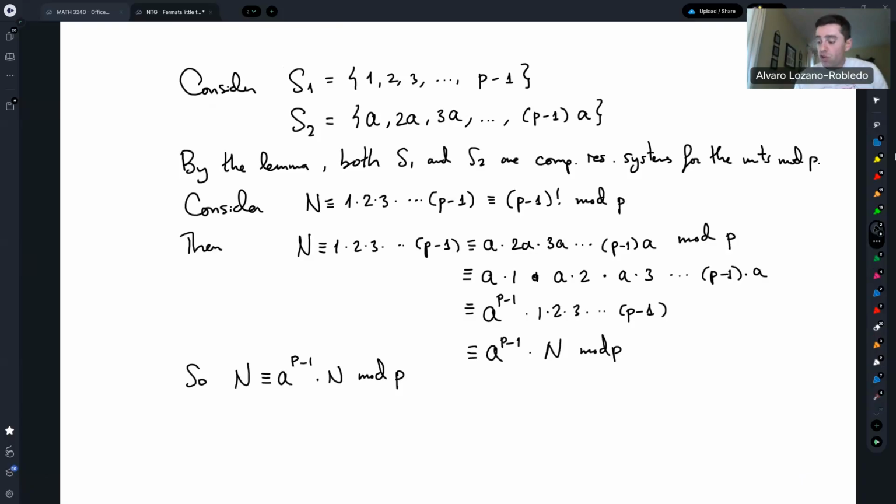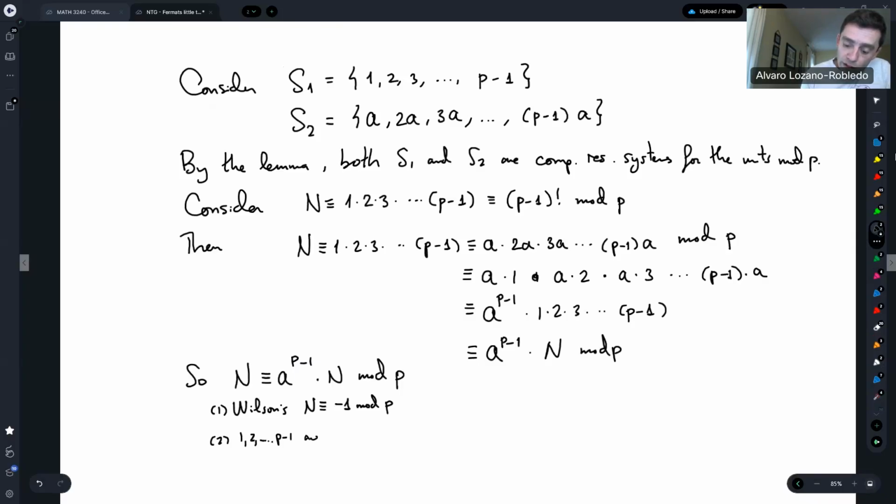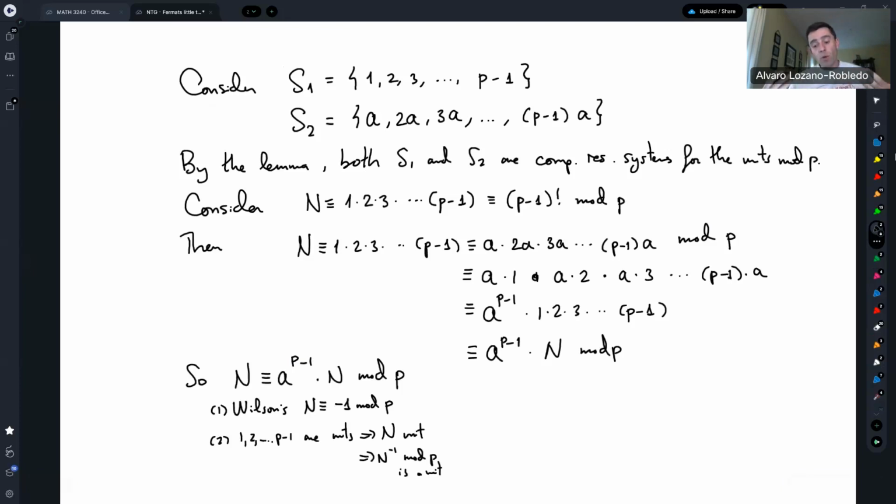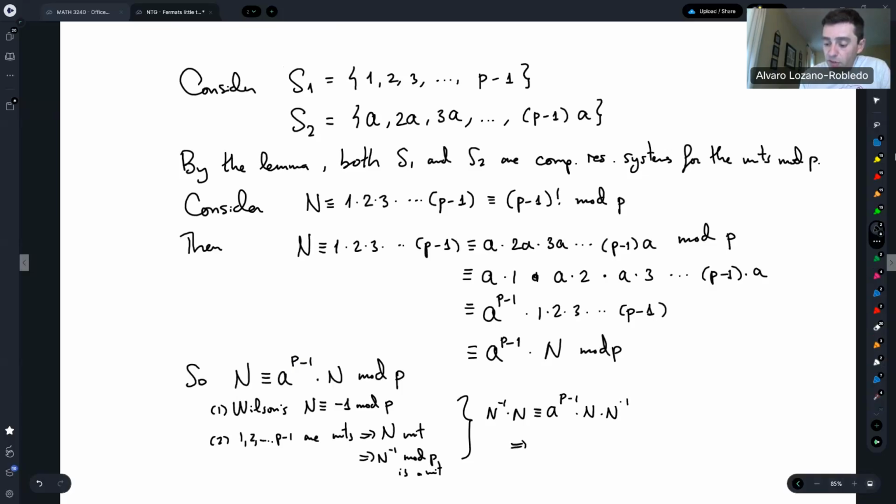I have one step to do, which is that, either, one, Wilson's theorem tells me that n is actually minus 1 modulo p, so it is a unit, I can cancel it on both sides; or two, 1, 2, 3, up to p minus 1 are units, which implies that n is a unit. And if n is a unit, I can multiply both sides of my equation by n inverse. In both cases, I can do n inverse times n is congruent to a to the p minus 1 times n inverse times n, and that tells me these are going to cancel out, that 1 is congruent to a to the p minus 1 modulo p, which is precisely what I wanted to prove.